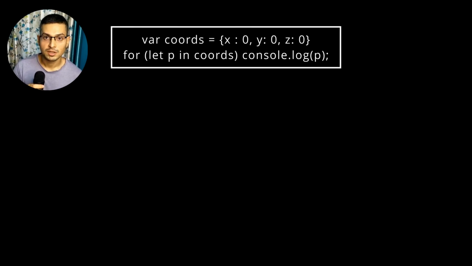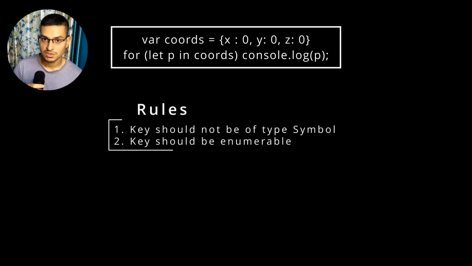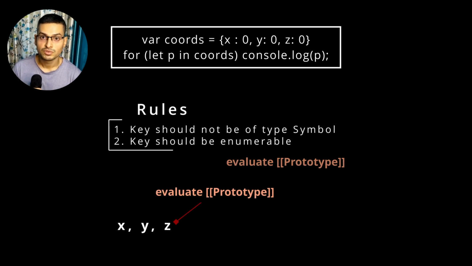A for-in loop simply iterates over all the properties that are present inside the current object, but it also adheres to two rules. First rule being the property should not be of type symbol. The second rule being that property should also be enumerable. Once all the properties are listed down that adhere to that particular rule, the for-in loop iterates over all of those. Once it's done with the current object, it then moves up in the prototype chain and then continues the process all over again. That is how a for-in loop works in a nutshell.